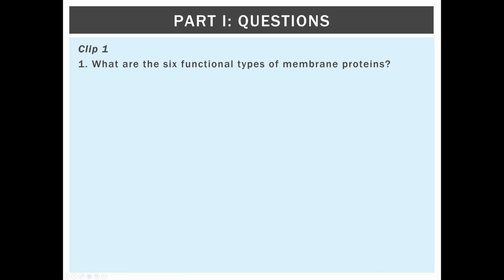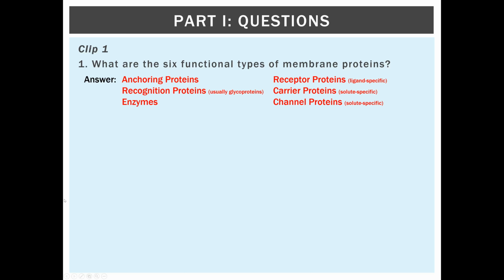So remember, proteins that are in the membrane can serve as anchoring proteins to anchor a cell to another cell or to another structure, like the extracellular fibers. They can act as recognition proteins. These are usually glycoproteins or proteins with little sugar stuck on them. They can act as enzymes and help catalyze reactions. They can act as receptor proteins where something is specific for binding to them. Or they can be carriers or channel proteins and allow substances to pass through the membrane in a very specific manner.